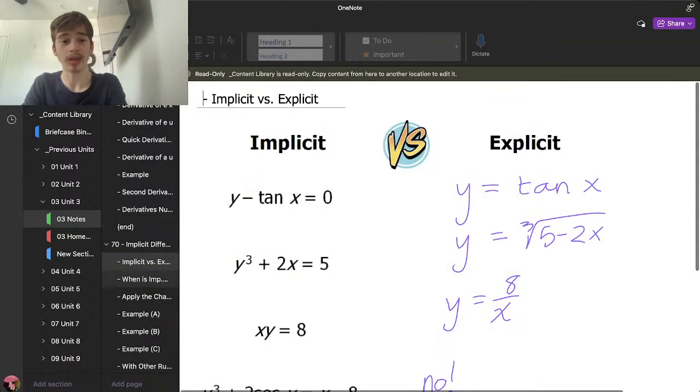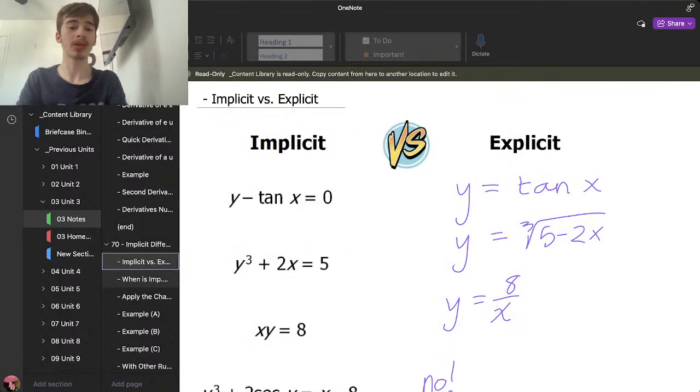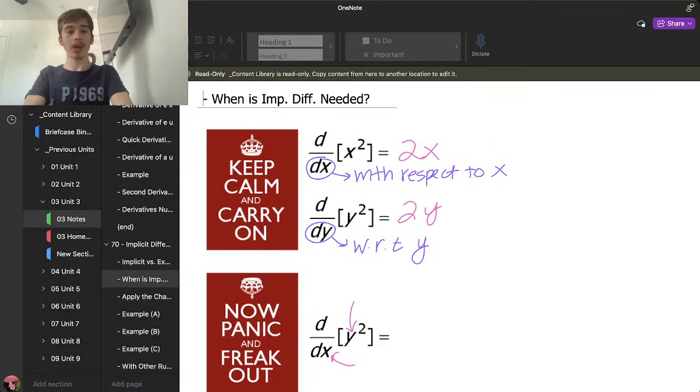Implicit differentiation. This one's an interesting topic. Sometimes I get it wrong. This is very crucial for, what? It usually comes up in differential equations, unit 7 as well.